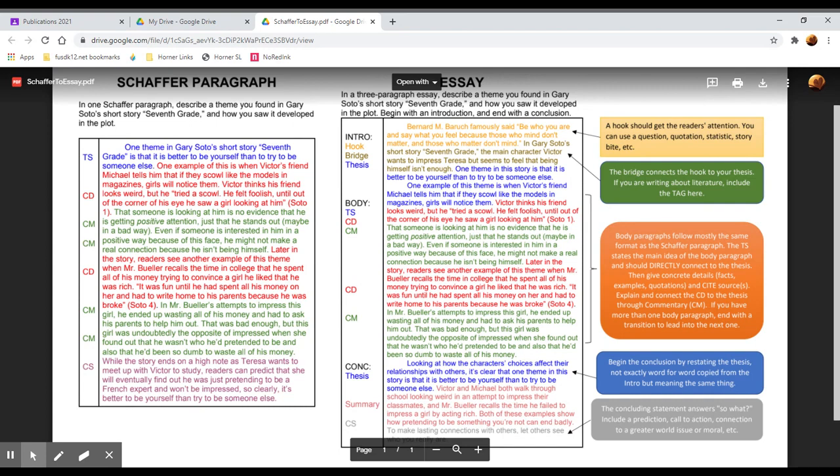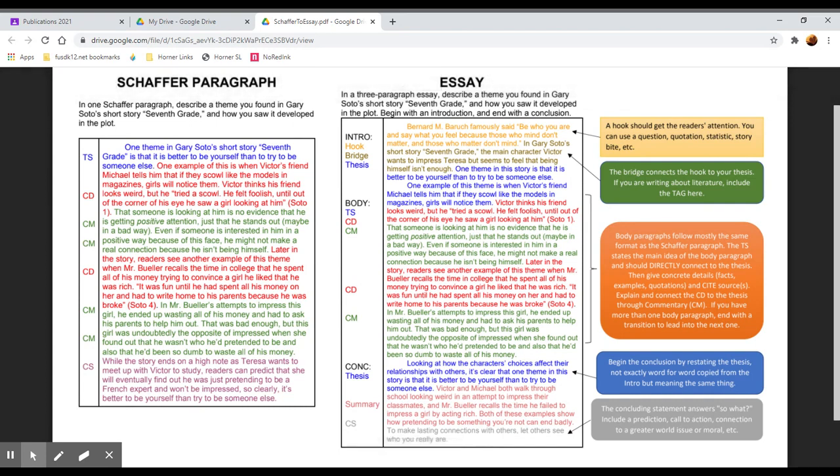The green part then is our commentary. The purpose of your commentary is to present your analysis of the text. So you would do things like explain what the evidence means, perhaps put it in your own words. You explain why it's important and or how it connects to your topic. That someone is looking at him is no evidence that he is getting positive attention, just that he stands out, maybe in a bad way. Even if someone is interested in him in a positive way because of this face, he might not make a real connection because he isn't being himself.